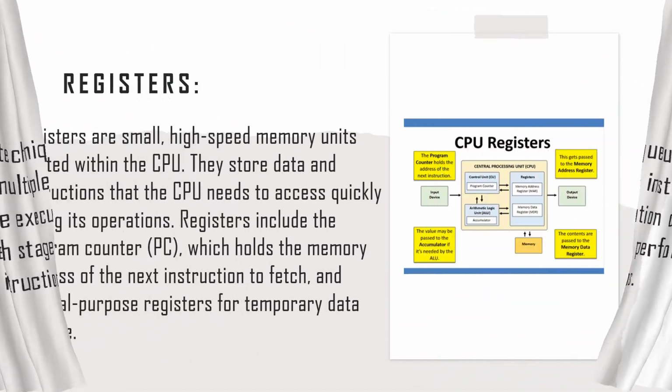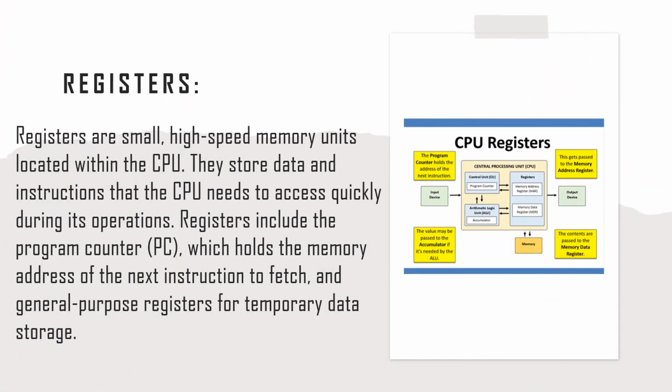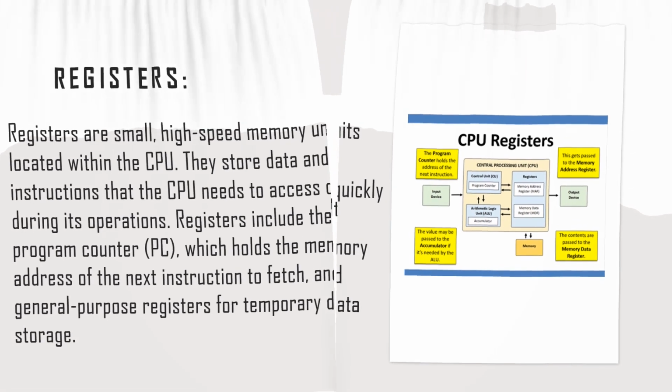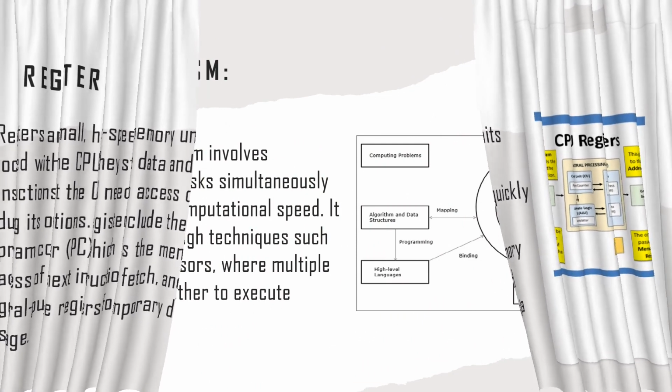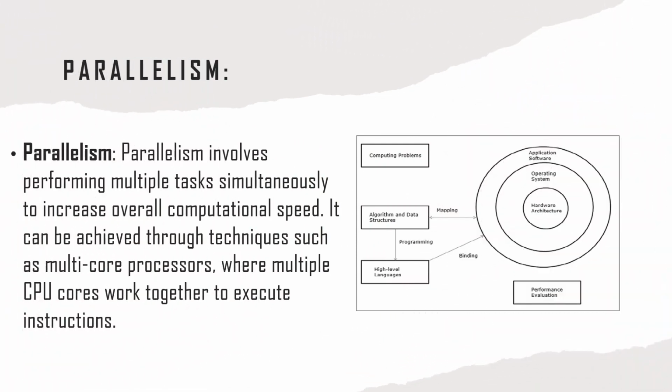Eighth, we try to understand about registers. Registers are small, high-speed memory units located within the CPU. They store data and instructions that the CPU needs to access quickly during its operations. Registers include the program counter, PC, which holds the memory address of the next instruction to fetch, and general-purpose registers for temporary data storage.